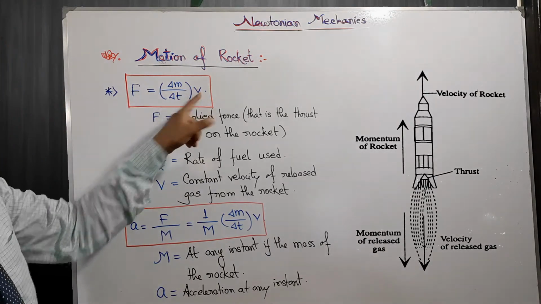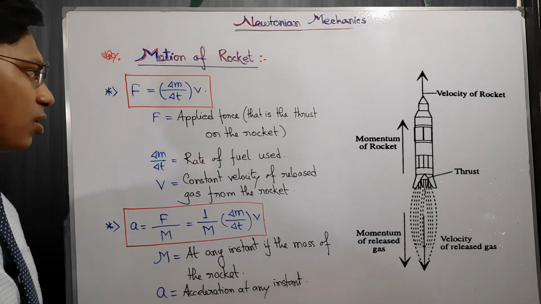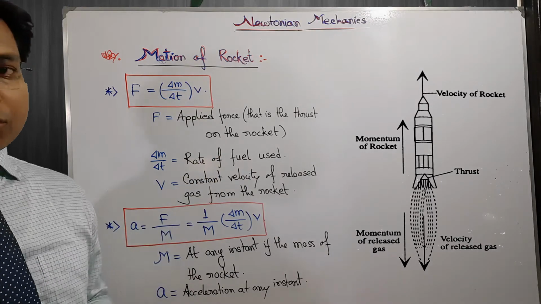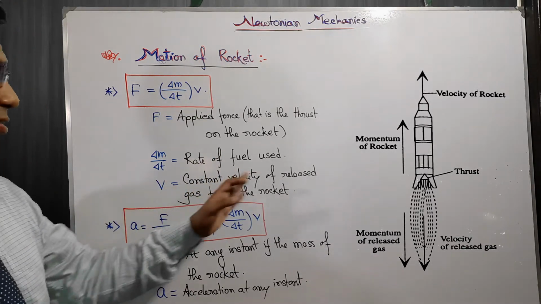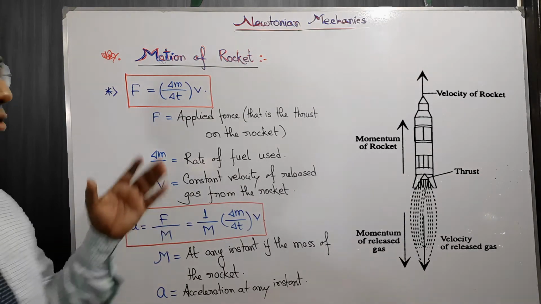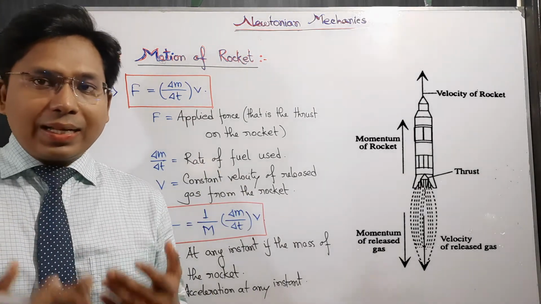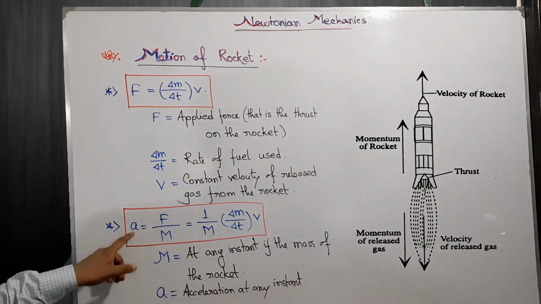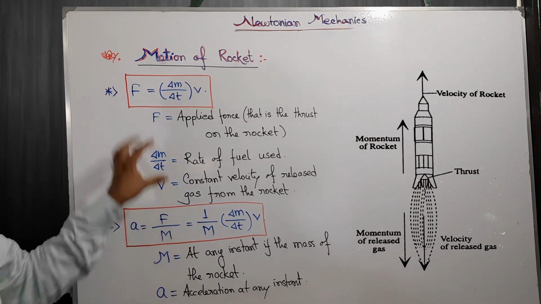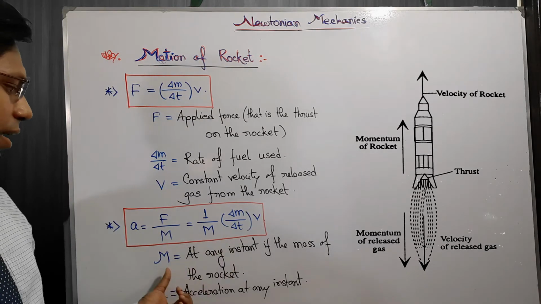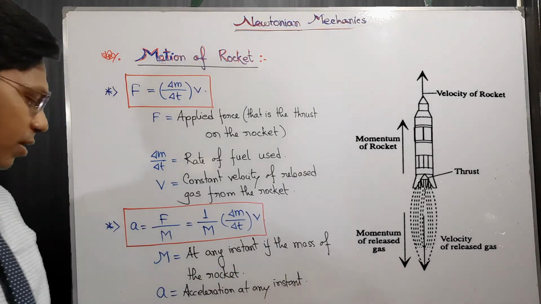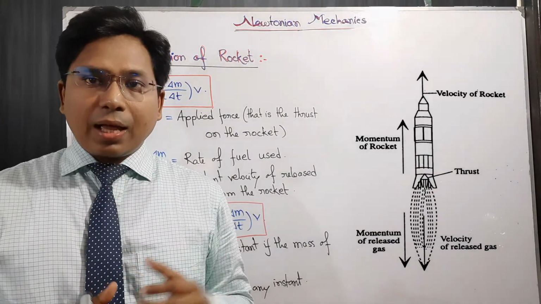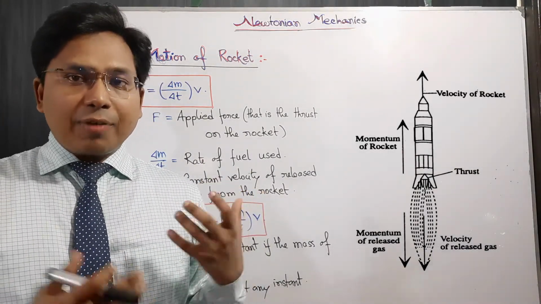F equals del m by del t times V. F is the applied force, that is the thrust on the rocket, a very important symbol. Del m by del t is the rate of fuel used, and V is the constant velocity of the released gas from the rocket. If we want to find the acceleration at any instant, then the equation is a equals F by m. Here F is what we already discussed, m is the mass of the rocket at any instant, and a is the acceleration at any instant.